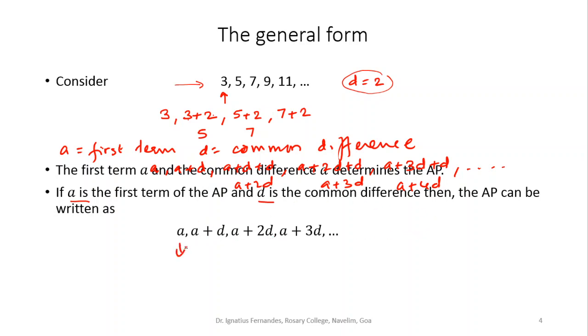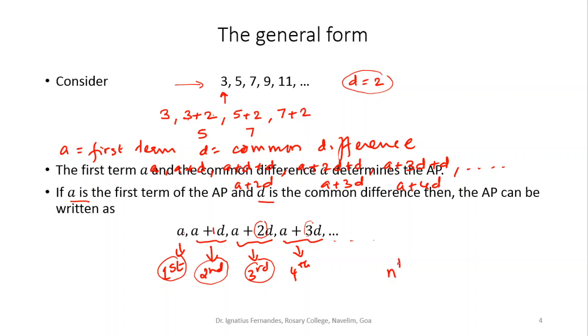So this is the first term. This here is the second term. This here is the third term. This here is the fourth term and so on. Now if you see here, when I am writing the fourth term, it is 3 here. When it is the third term, it is 2. When it is the second term, it is 1. And when it is the first term, the coefficient of D is 0.